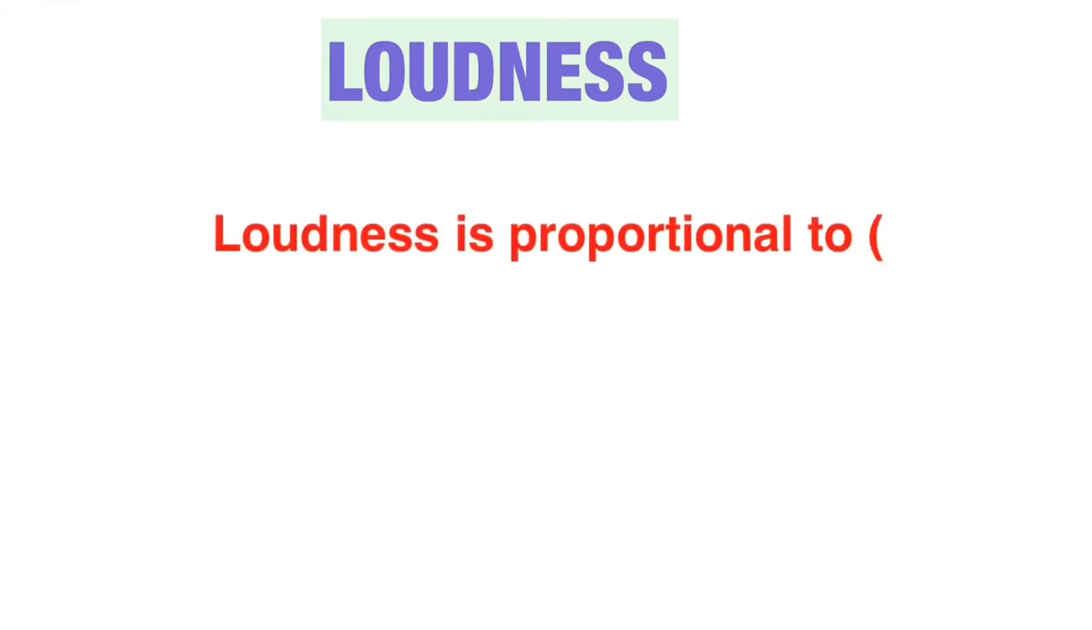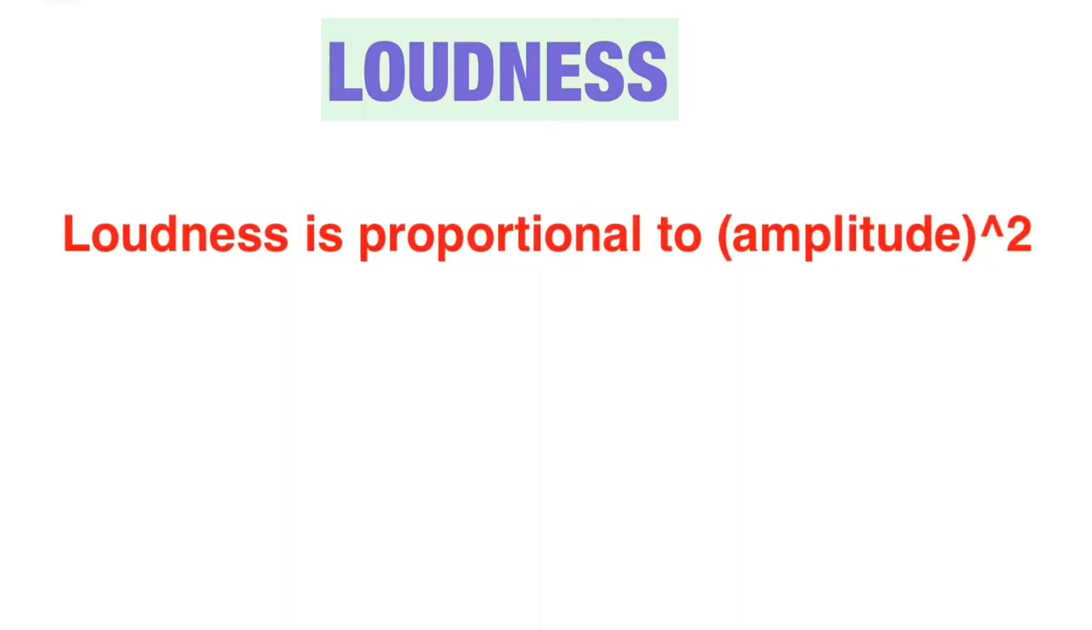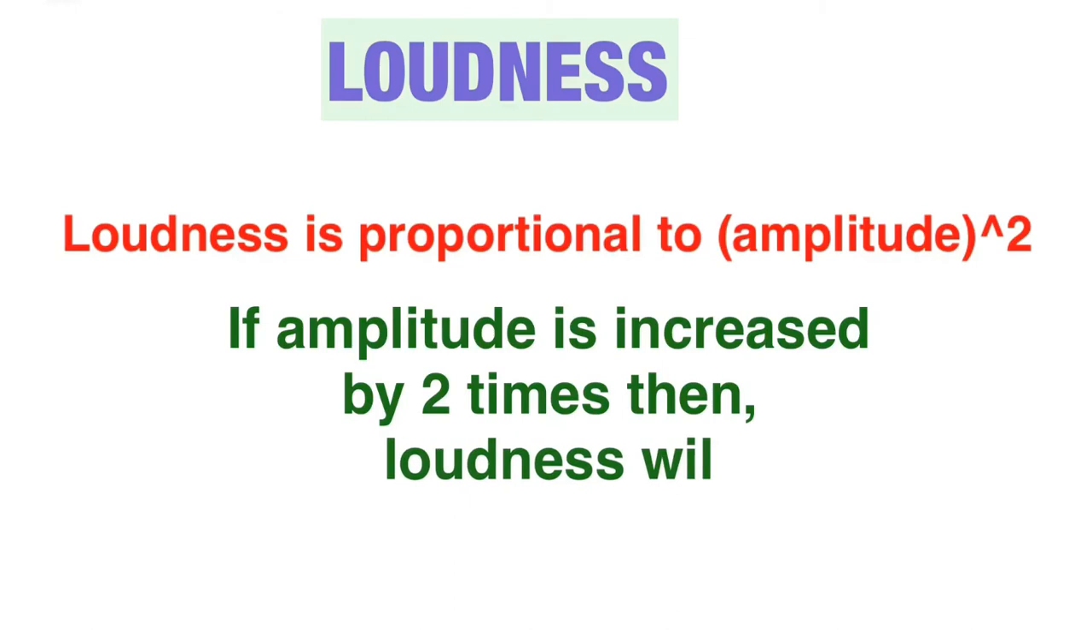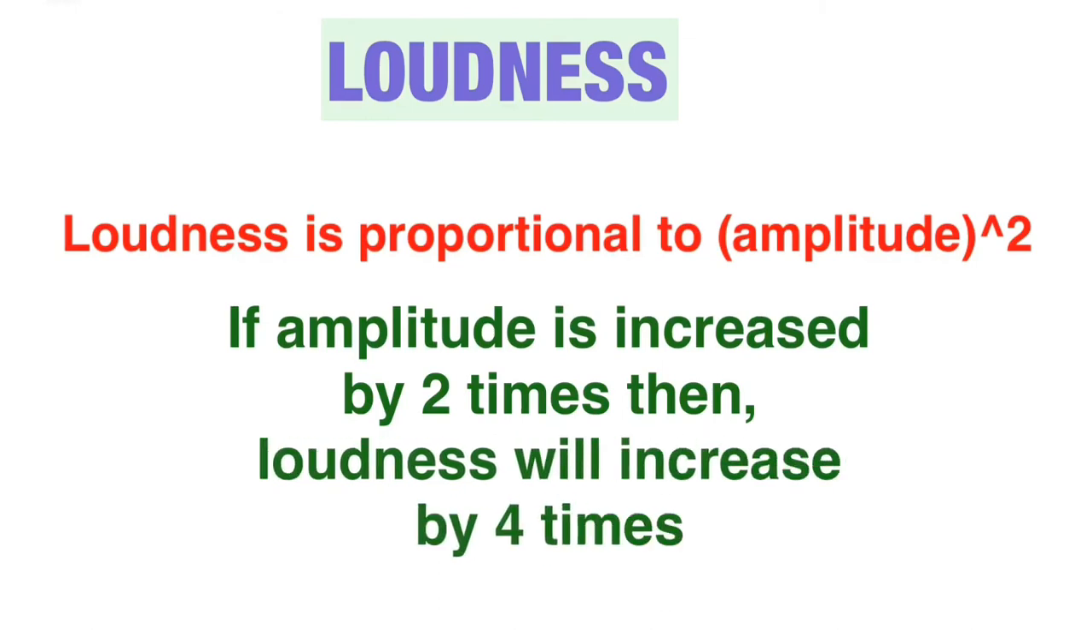Now, there is a relationship between loudness of sound and the amplitude of vibration. Loudness of sound is proportional to the square of the amplitude of vibration producing that sound. For example, if the amplitude becomes twice, then the loudness will increase by 4 times.